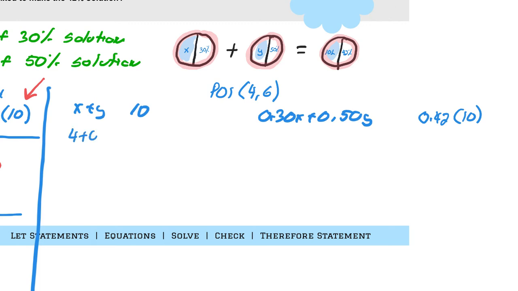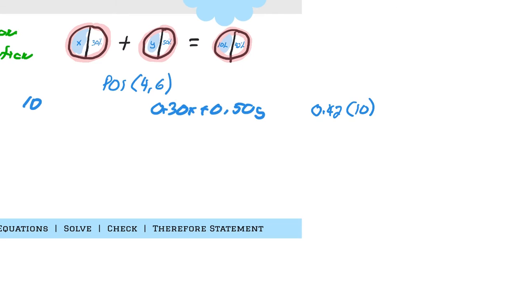So that'll be 4 plus 6. And on this side, 0.30 times 4. And the reason I use the 30 and the 50 is because it's 30% and 50%. It represents the words in the word problem. 0.3 and 0.5 are equivalent, but they don't match up with what the word problem is saying. So then it's 0.50 times 6. And at this point, I'm going to solve this side, so that becomes 4.2.